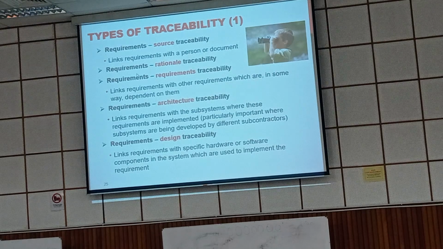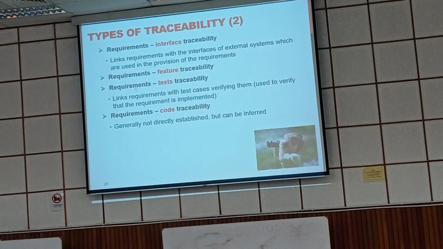Requirement to requirement: one requirement affects which requirement, one requirement depends on what other requirements. Okay. Requirement to architecture traceability: it affects what components. One requirement affects which document, design specification. Okay. One requirement affects what design specification.